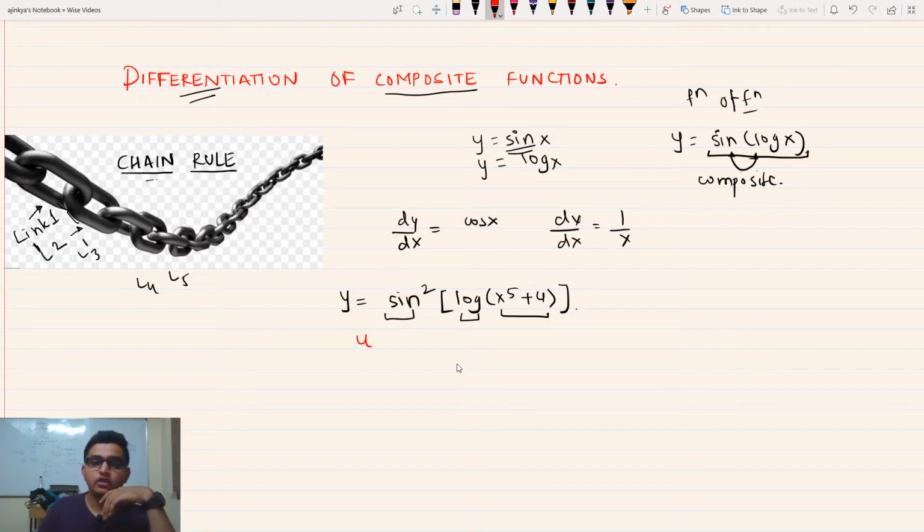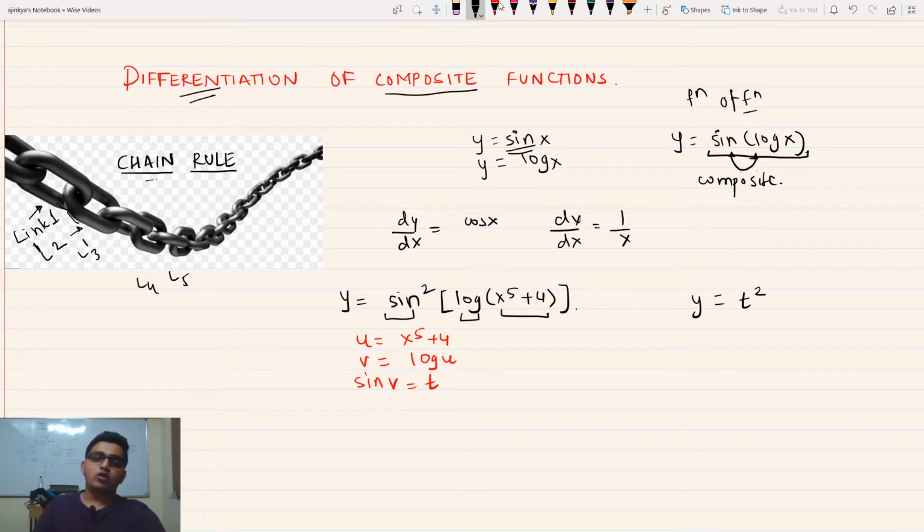For example, we can take u equals x raised to 5 plus 4. Then we can take v equals log of u, which is log of x raised to 5 plus 4. And then again we can take sine of v as t. So sine of whatever is in the bracket, which is v. So sine of v is equal to t. So at the end, when we substitute, we get y equals t squared, isn't it?